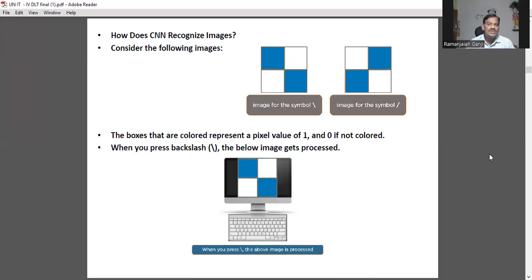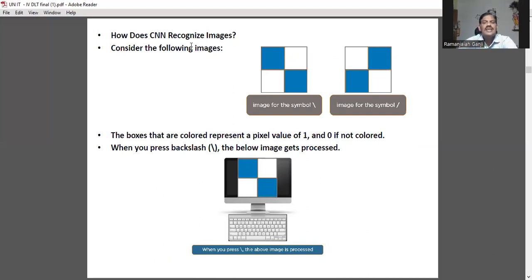See, if the question is, what is meant by convolutional neural networks? Explain with an example. You have to write the initial diagrams of convolutional neural networks, and also we can have an example.